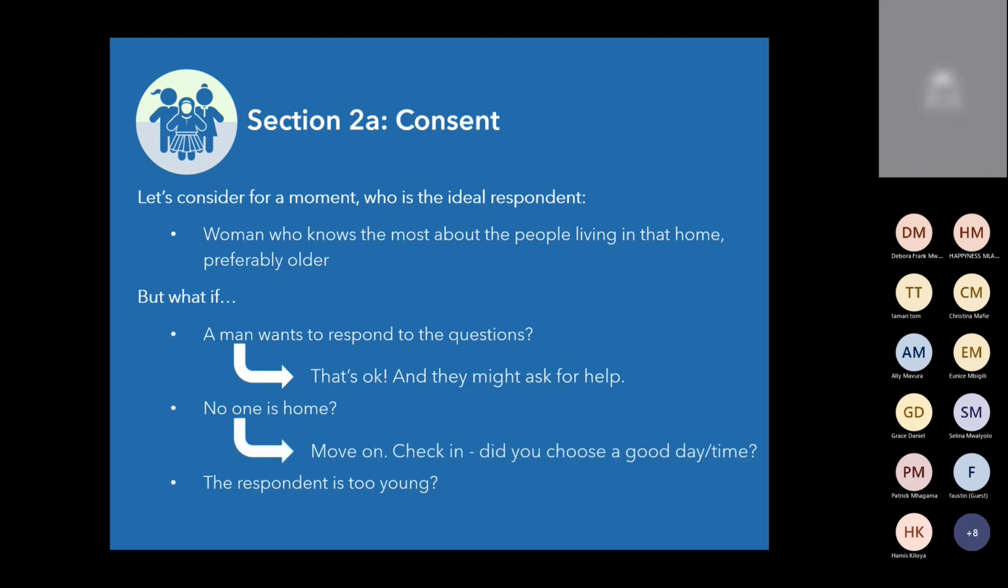If no one is home, you move on. If that keeps happening over and over again, so much so that you're not getting a good bit of information, you should check in with each other. Did you choose a good day and time to go to this particular community, or did you choose a time when no one is going to be home?